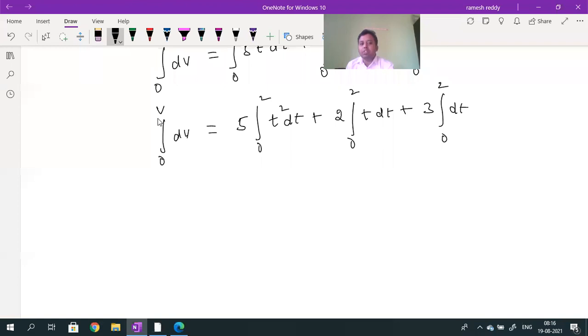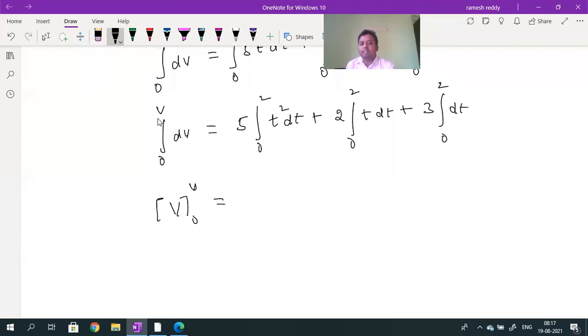Integration and derivative cancel each other, you know that. Integration of dv is v, with limits 0 to v. Integration formula: integration of ds is s, integration of dv is v, will be equal to how much?